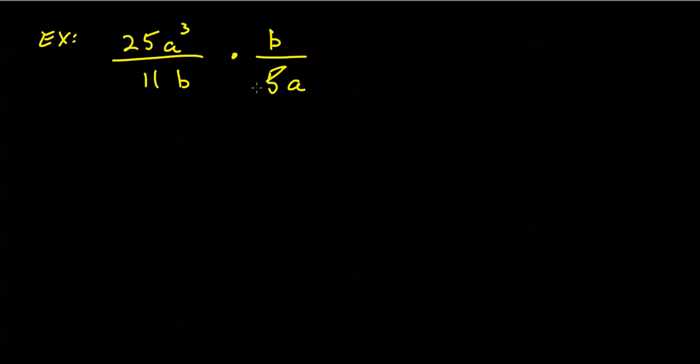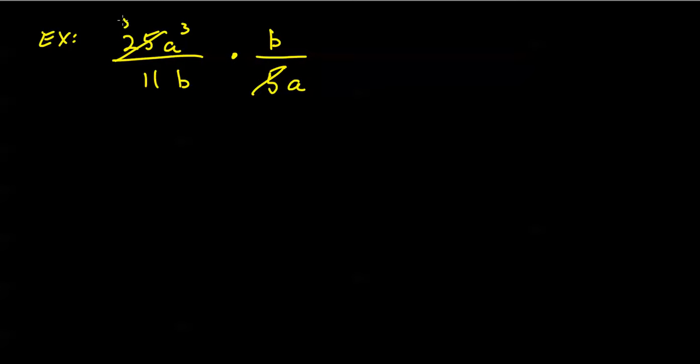Alright, let's do another example of multiplying rational expressions. Let's say I've got 25 over a cubed divided by 11 times b, and I'm going to multiply that rational expression by another rational expression, b over 5a. I'm not going to formally write out each prime factorization of each numerator and each denominator here. I can somewhat informally cross-cancel.